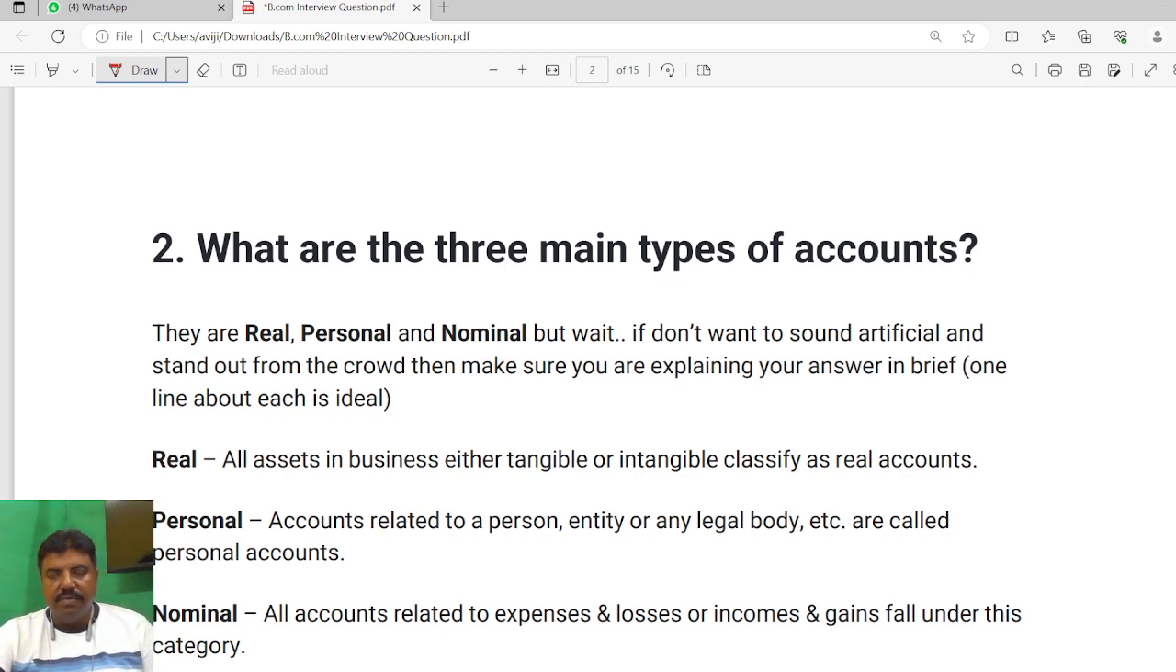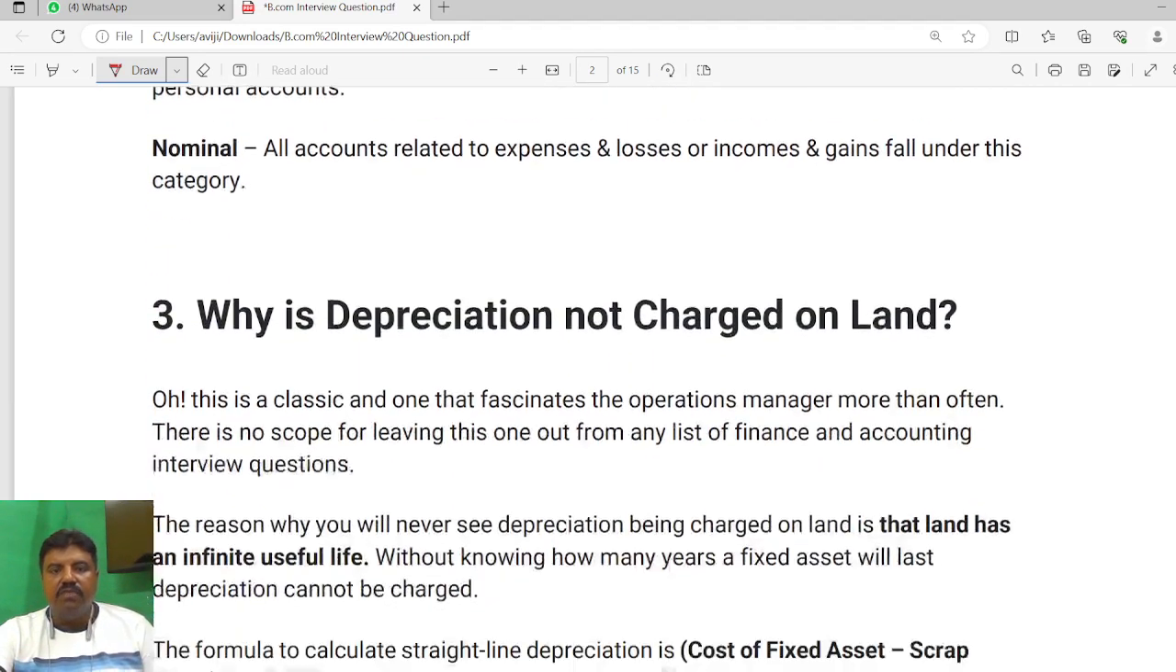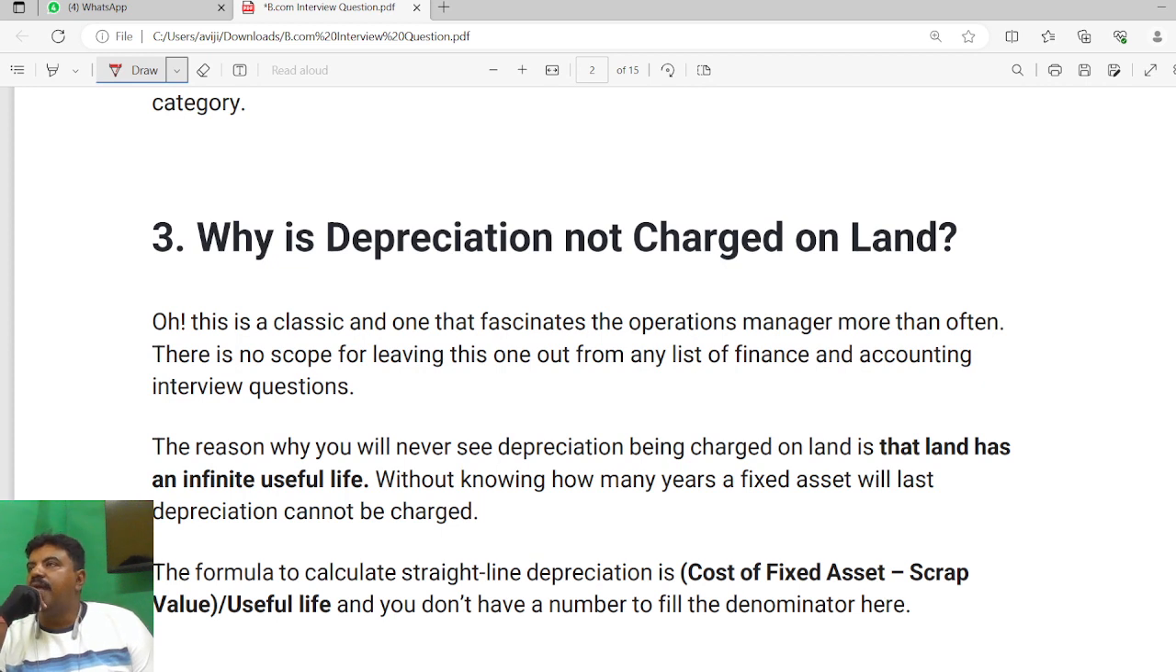So two questions I have covered, the golden rule and the three types of accounts. Question number 3, why is depreciation not charged on land? Actually, in my previous video, I told you depreciation is a term which is related to tangible fixed assets. So land is a fixed asset, it's tangible. So can we charge depreciation on land? The answer is no. Land is a non-depreciable asset.